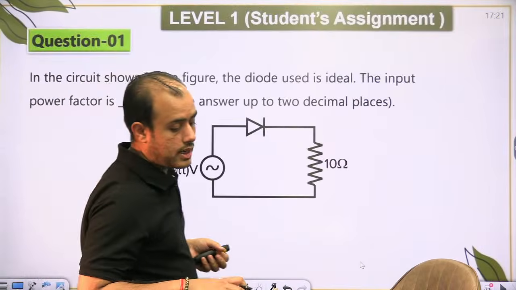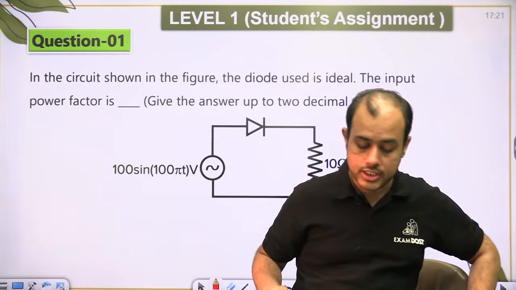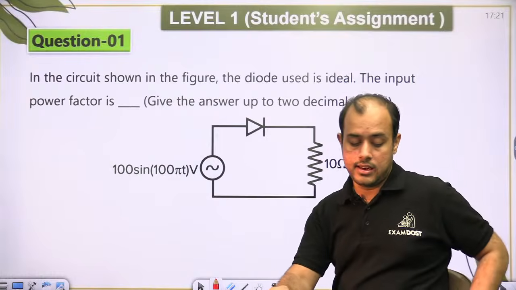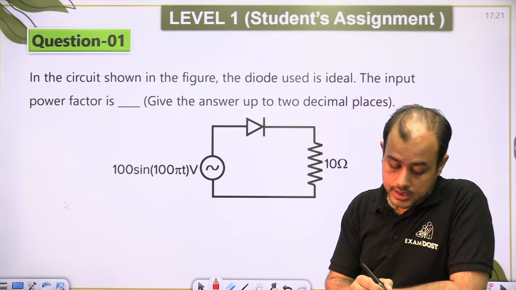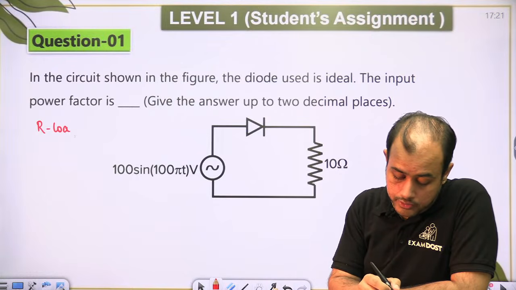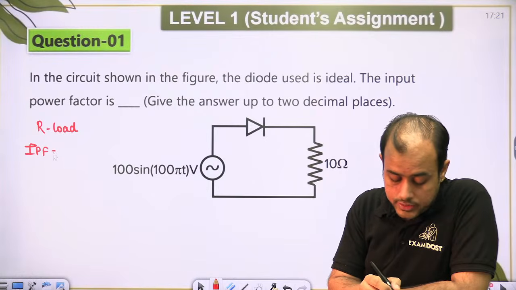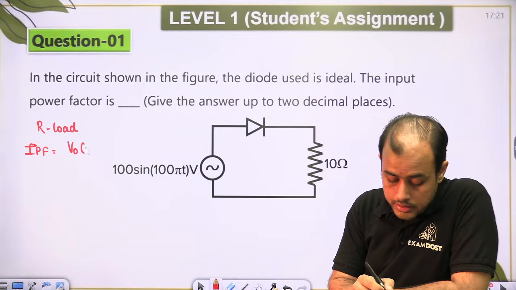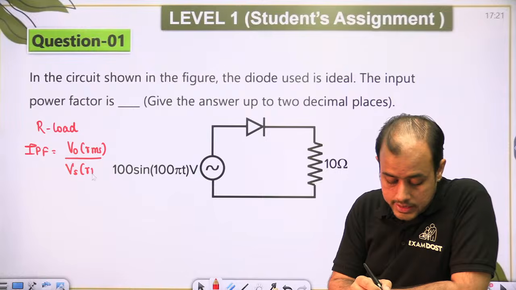Now I will come to the assignment of lecture number 5. In the circuit shown, the diode is ideal. What is the power factor? Now beta, for R load, input power factor is very simple. P naught RMS by PS RMS. ये R load में चल जाता है हमेशा.